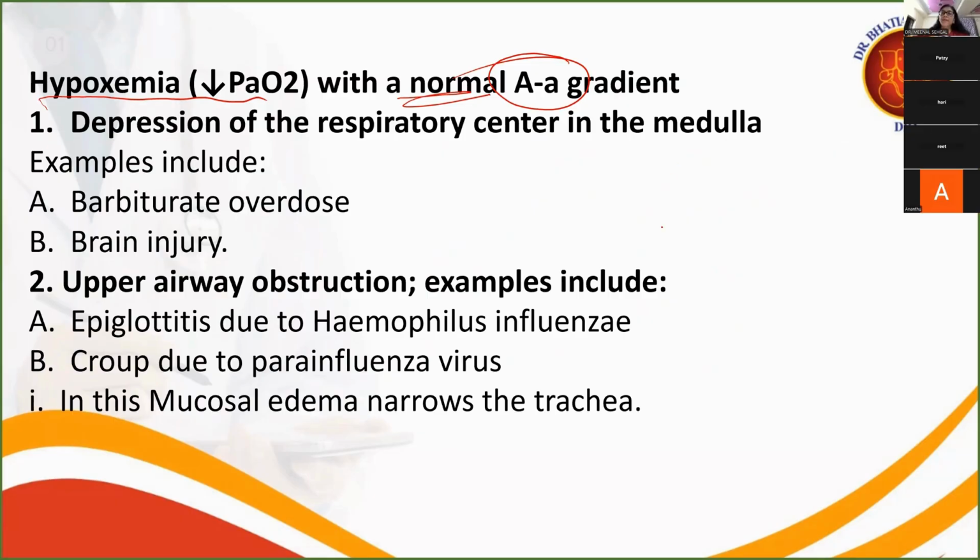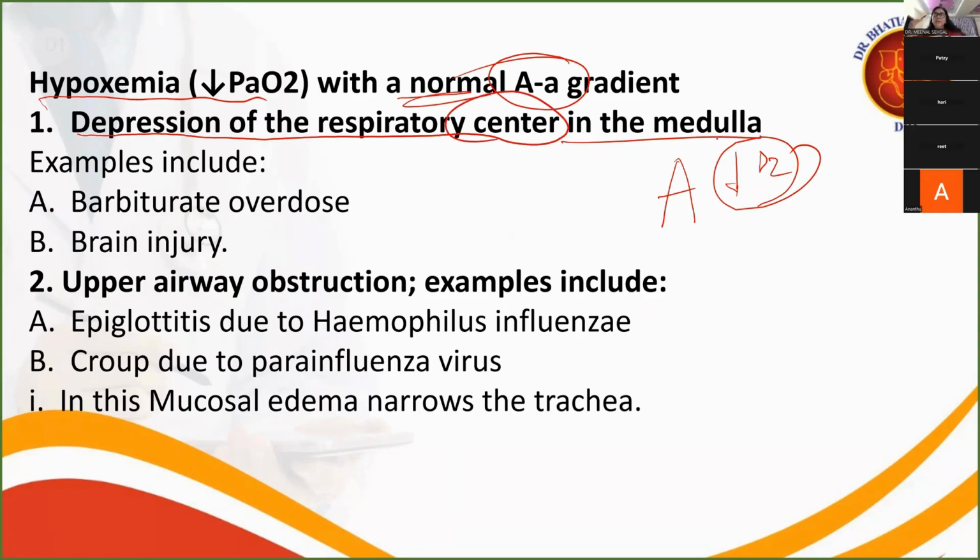Now what happens if there is hypoxemia but the alveolar arteriolar gradient remains normal? That can only happen when the alveolar oxygen is also low. And when can that happen? When the person is not breathing. So there is no respiration or decreased respiration, like depression of the respiratory center in the medulla. If the respiratory center in the medulla itself is defective, the person is not breathing enough, so alveolar oxygen levels are also low. For example, if there is any sedative overdose like barbiturate overdosing, or a brain injury.